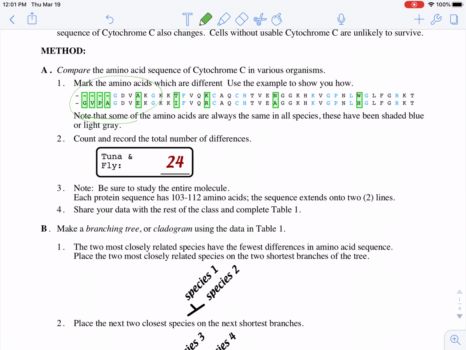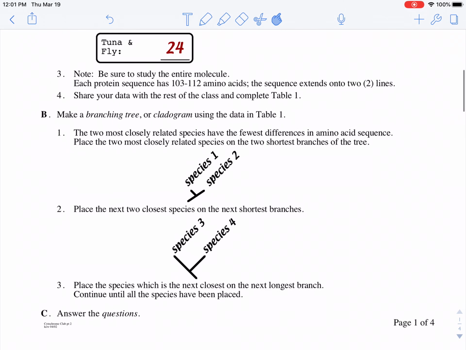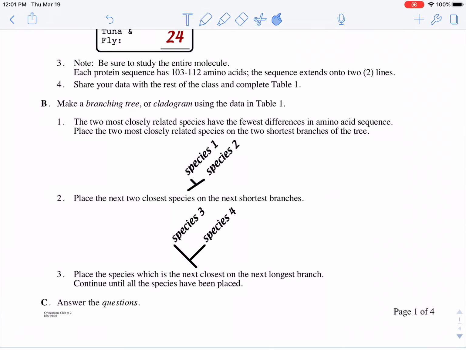So please make sure that you're looking at how to do this, but knowing that you're just going to be getting the data from a separate sheet to save some time, because it is a very tedious process to count all these amino acids. If we scroll down, they do explain for part B in the branching tree or cladogram how to look at the relatedness among species. Notice for species 1 and 2, they share a more recent common ancestor on the tree. And then it tells you that if you have more species to place later, you would place the next 2 closest species on the next shortest branches. So as you finalize everything today by creating your tree, please don't forget about those rules you've learned.